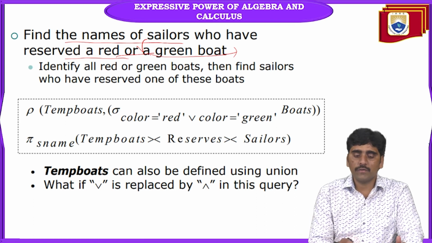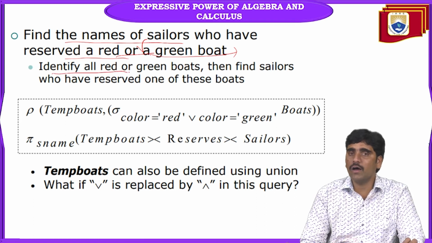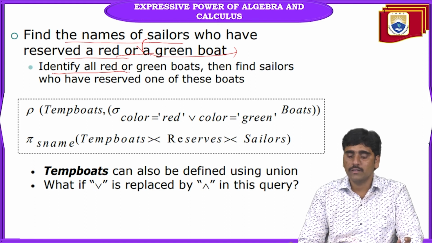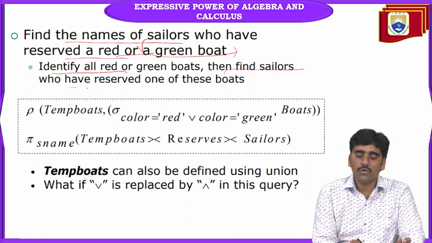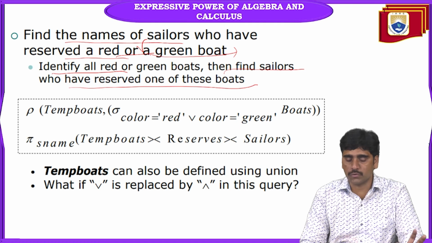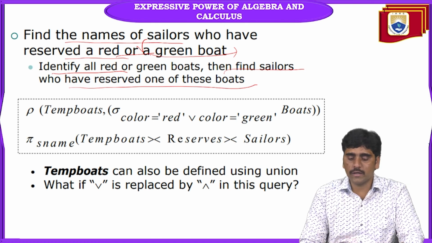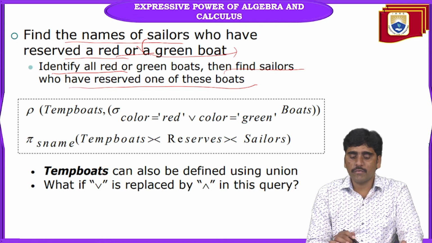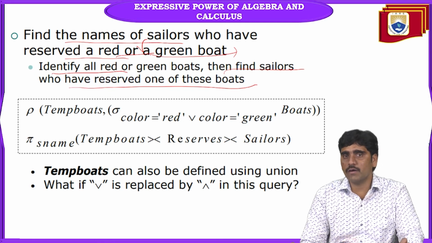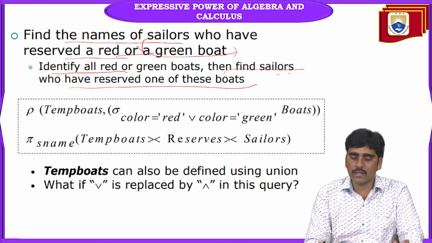First of all, what we need to do is identify all red or green boats. Then find sailors who have reserved one of these boats. So first, identify all the red or green boats, then find the sailors who have reserved one of these boats.